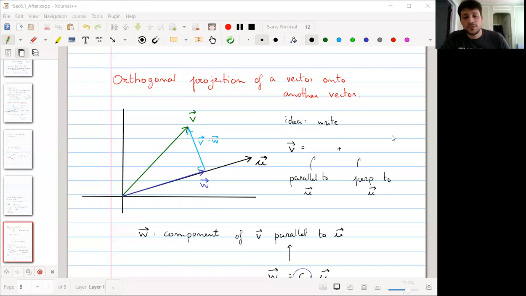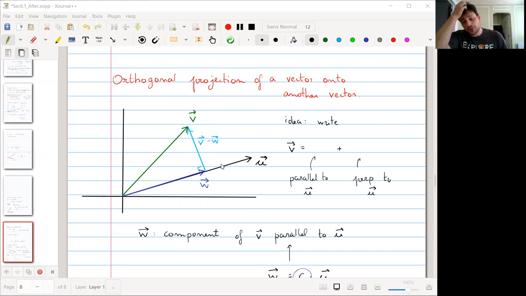Hi everyone. In this video, we'll explore some new applications of the definitions of norms and of dot products. The first one that we're going to think about is how to study the orthogonal projection of a vector onto another given vector. Here's our setup. I'm given a vector u and another vector v, and my goal is to project v down to u.